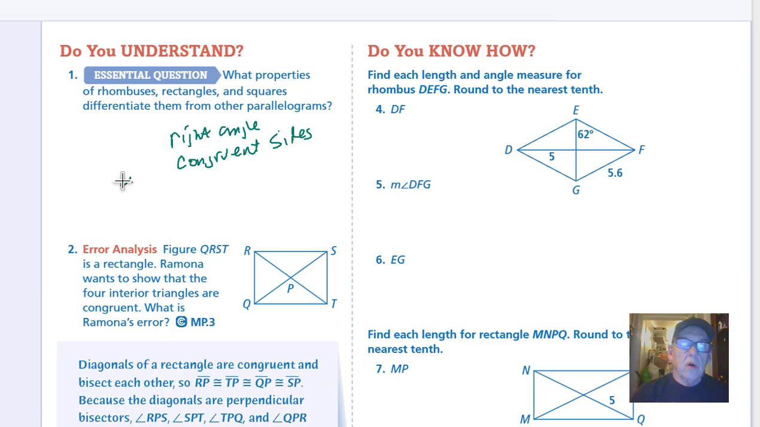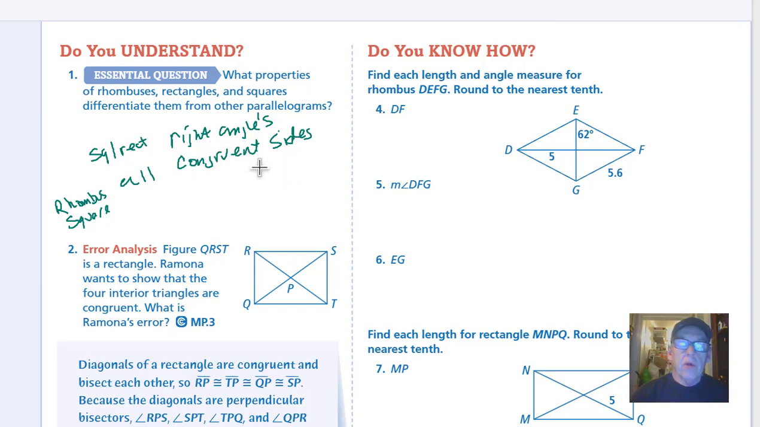So all congruent sides in a rhombus. Squares and rectangles have right angles and opposite sides congruent. Well, all sides congruent in a square. And so this is a rhombus. In a square, it has all congruent sides. A square and a rectangle have right angles.